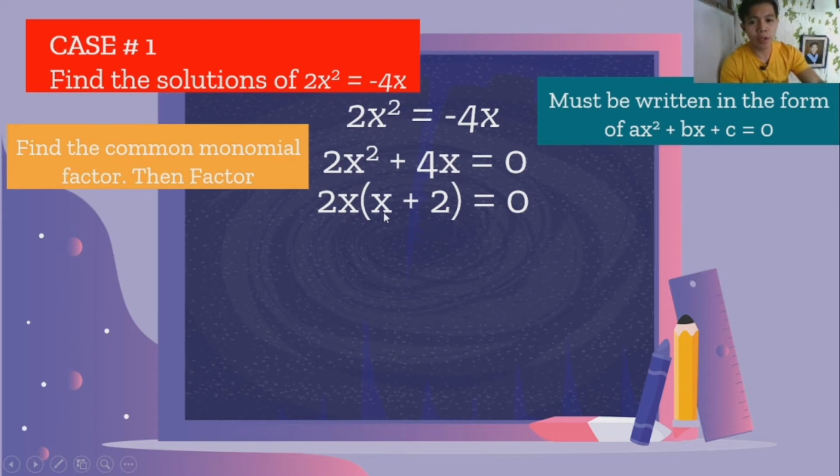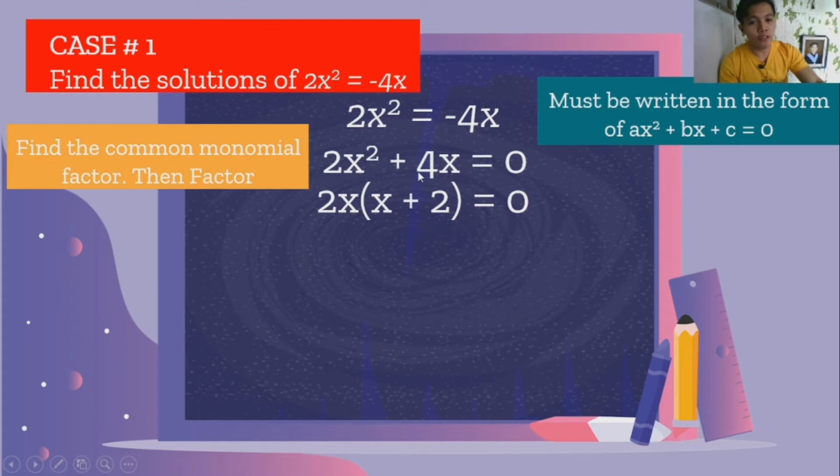Sir, question. Bakit may x plus 2 dyan? Okay, so ganito yan. Anong ginagawa natin sa common monomial factor? I-divide natin dun sa original. So try natin. 2x squared divided by 2x: 2 divided by 2, 1 na lang siya. X squared divided by x, x na lang siya. Kaya x lang yung nakasulat dito.